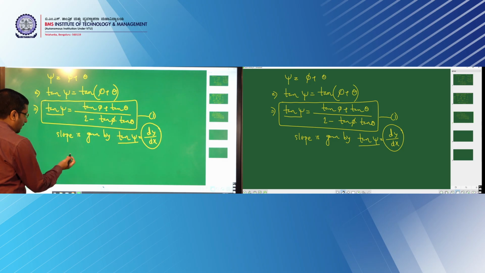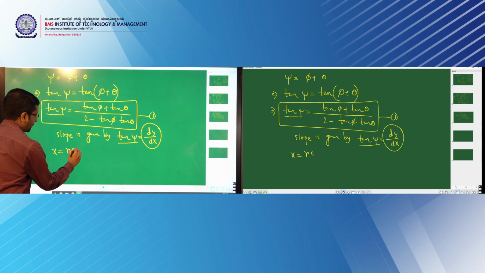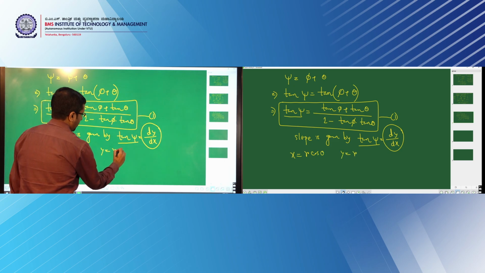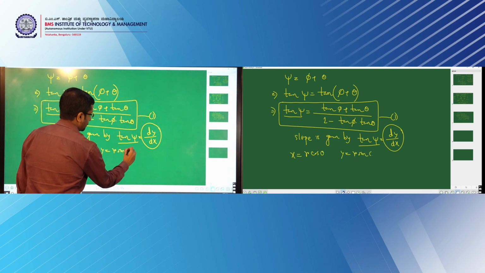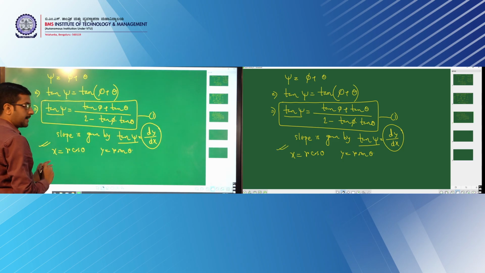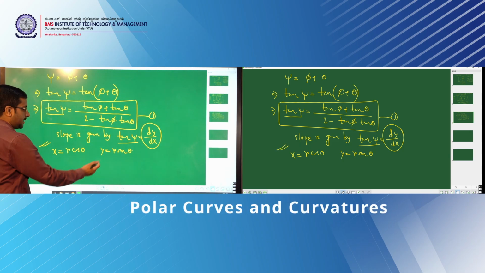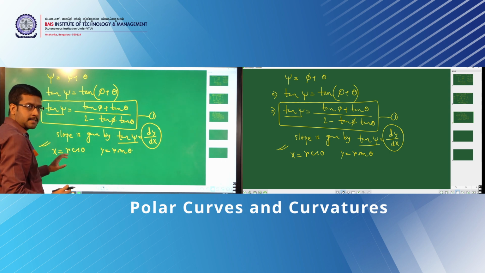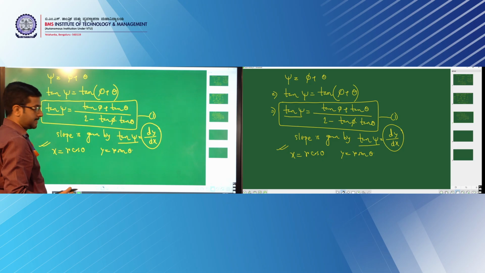From polar coordinates, I have just shown that x equals r cos theta and y equals r sin theta. These two things you know. Directly you can write them, no need to prove this. This is the relation between the Cartesian coordinate system and the polar coordinate system.